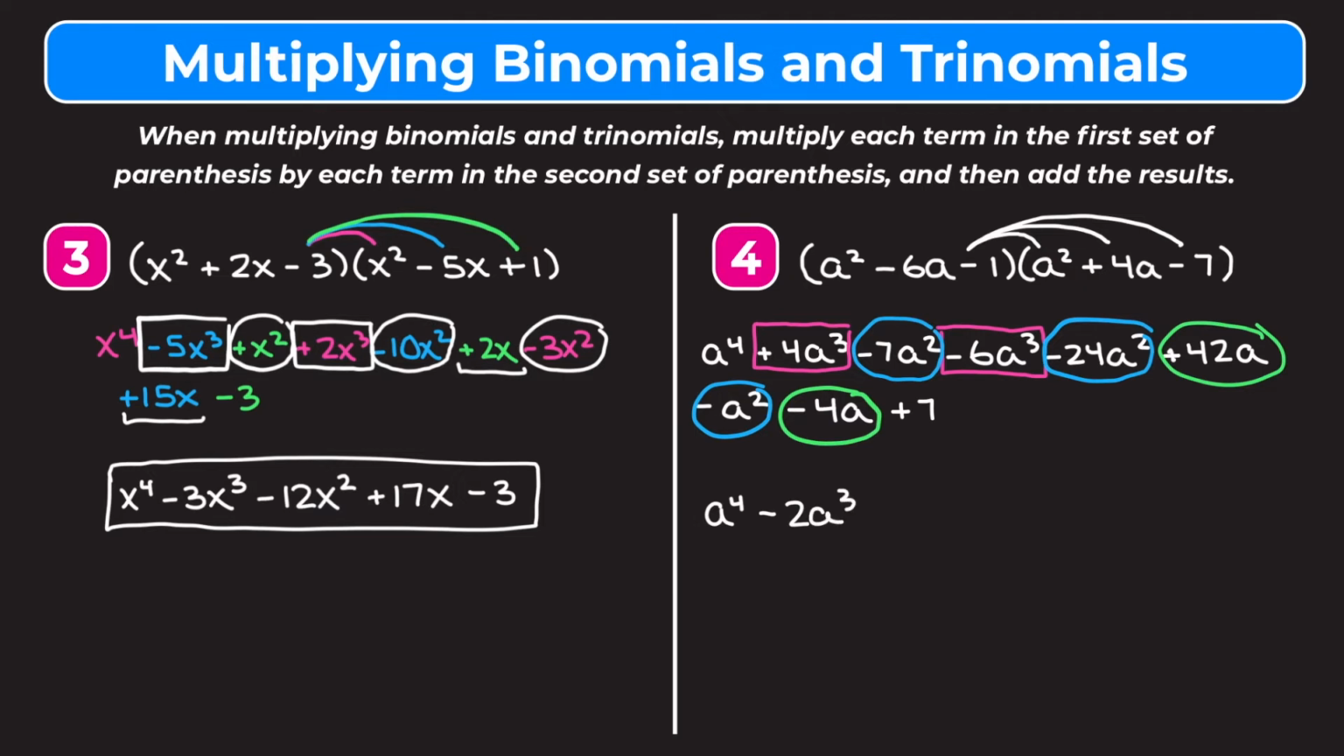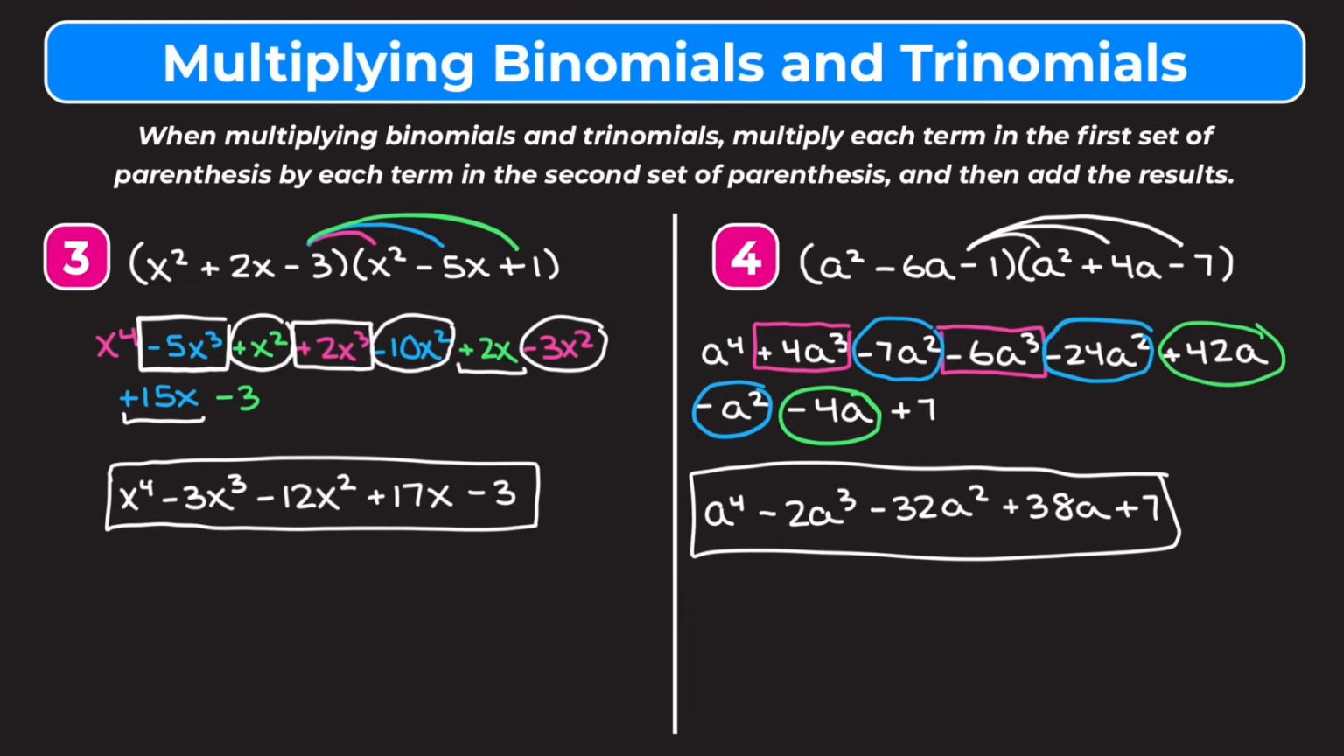If we combine the a squareds in the blue, negative 7a squared minus 24a squared is negative 31a squared. And we have to take away another a squared, so we get negative 32a squared. If we combine together the a terms in the green, we have plus 42a minus 4a, and that's going to give us a plus 38a. And we have this plus 7, so we get a to the fourth minus 2a cubed minus 32a squared plus 38a plus 7.